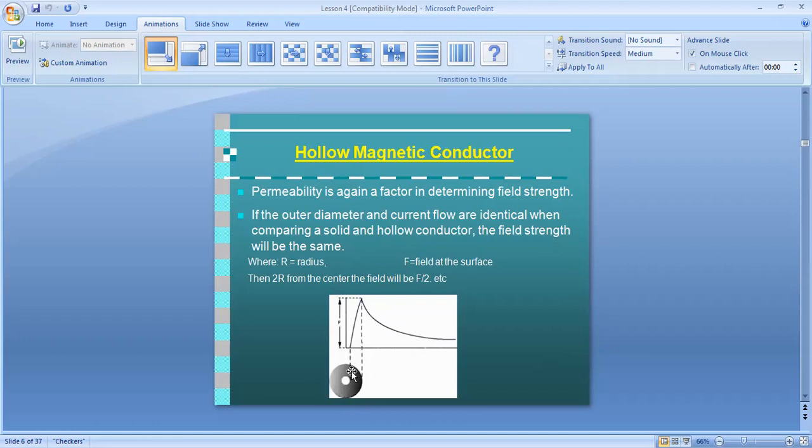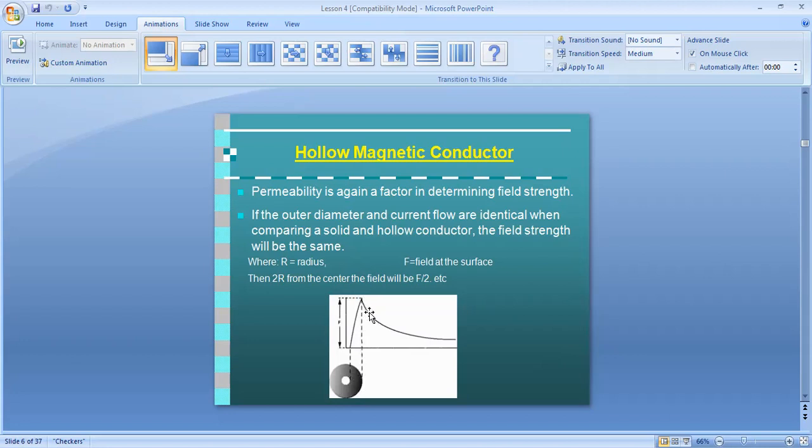Then you see the field is not zero at the center. Where is the field zero? At the ID of the conductor. So this is the little bit of difference here. If we are using a solid conductor, then the field is zero at the center of the conductor. But when we are using a hollow conductor, the field is zero at the ID. And see here the field again increases, and where is the bigger field? At the OD only. So the field increases and you will get the maximum at the outside surface.